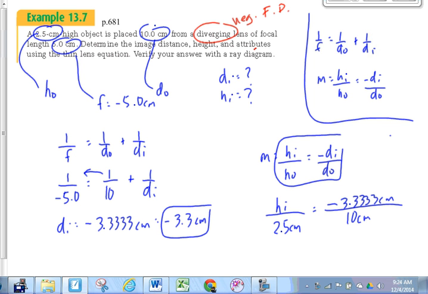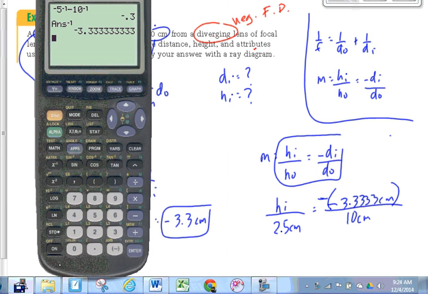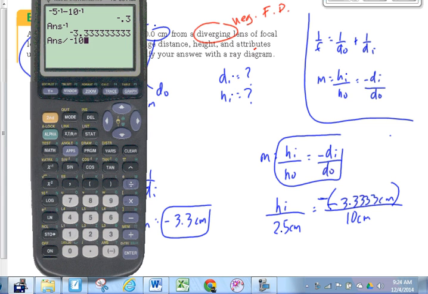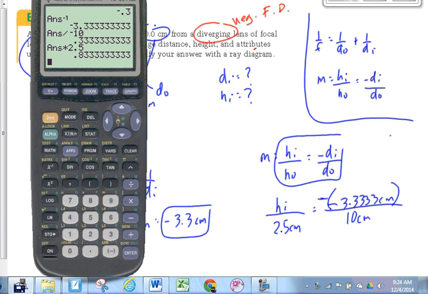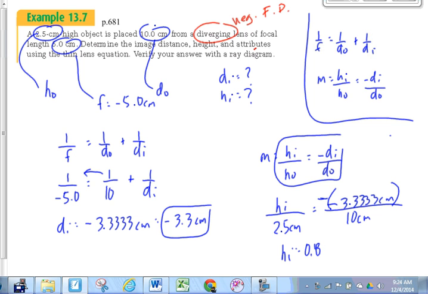Bo? Good. He caught it. Bo's the smart one there today. It's negative 3.3, right? It's negative di. We can't just drop a negative. It's negative di, and di was negative 3.3. So that actually, as Bo said, becomes positive, right? Negative of a negative is a positive value. So what do we got there? Negative of negative 3.33, we end up with 0.33. Multiply that by 2.5, and we get a value of 0.83. So hi is 0.83 centimeters.